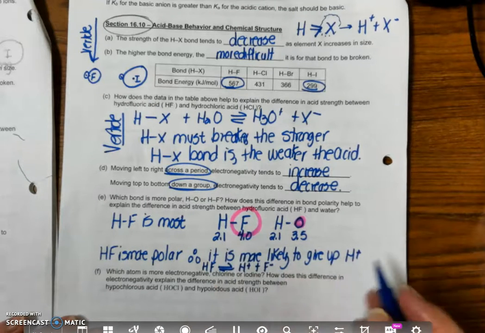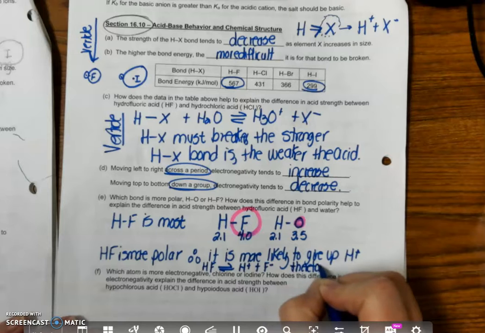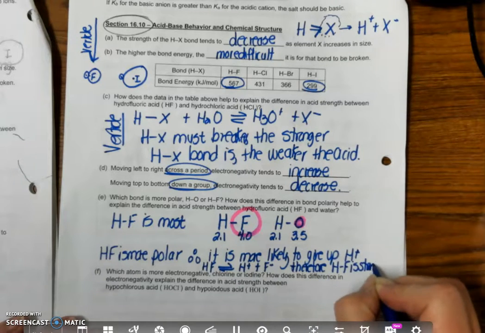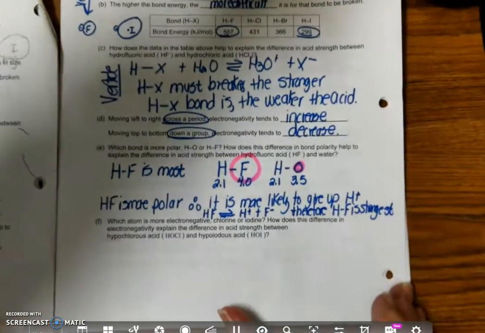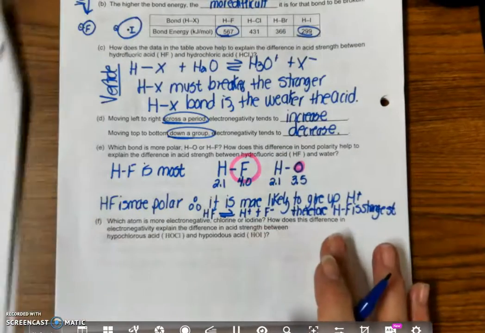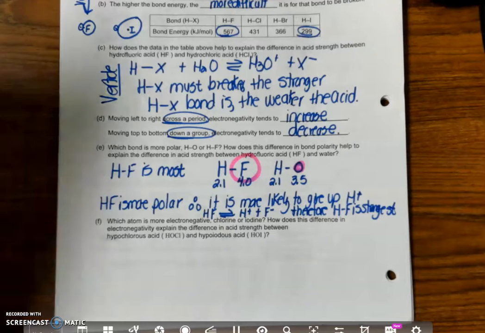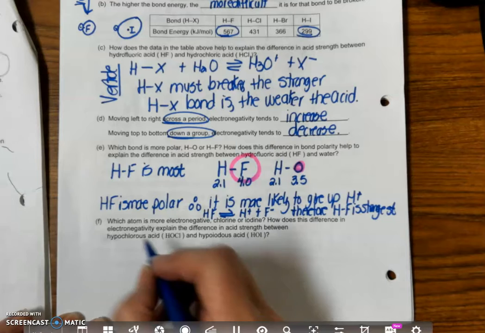So HF, therefore, HF is strongest. Okay. The more electrons I pull away, the more I'm going to see acidic character. All right. Now, what if I add other groups or other atoms onto this bond?